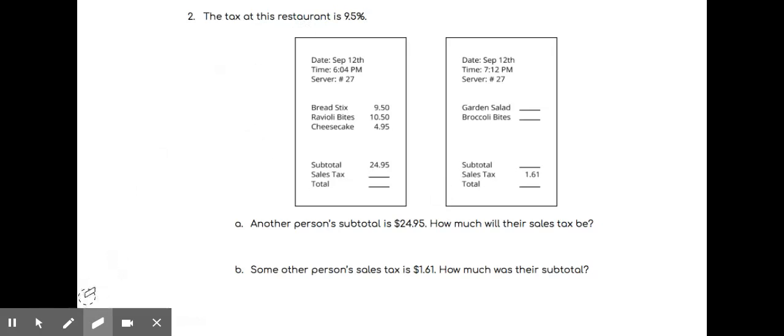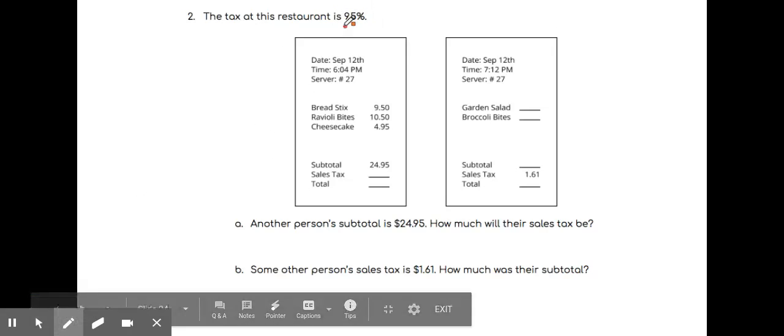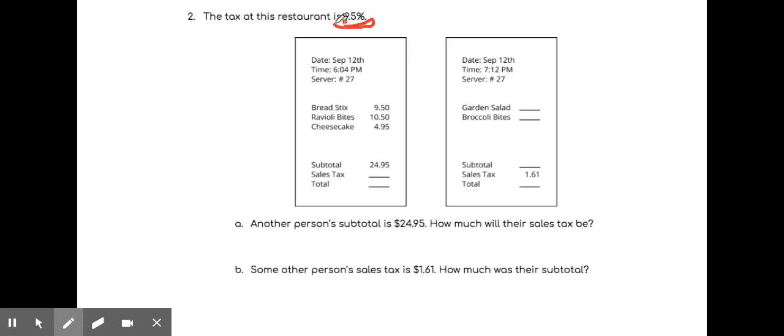This second problem actually gives us what the sales tax is. It tells us that the sales tax is 9.5%. Okay, so I want to know another person's subtotal is $24.95. I just want to know how much is their sales tax. I don't want to know how much they are paying in all or anything like that. I just want to know what their sales tax is.